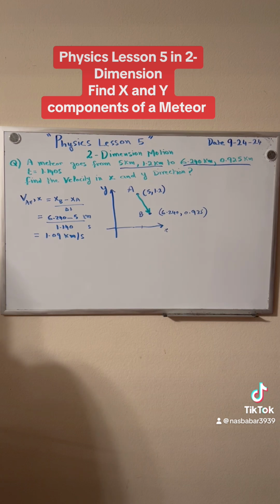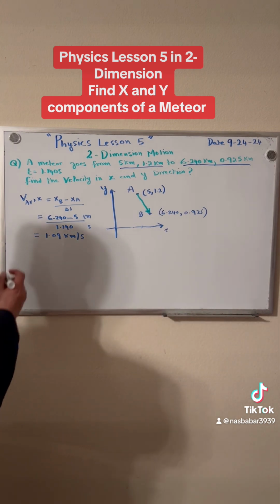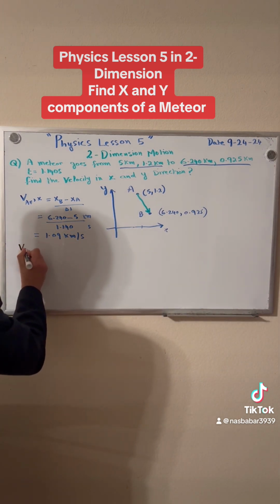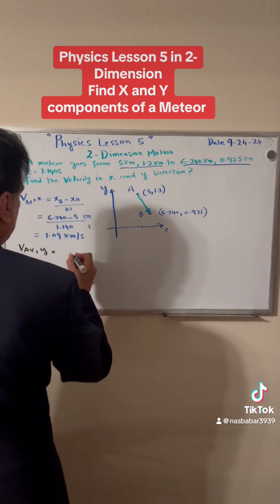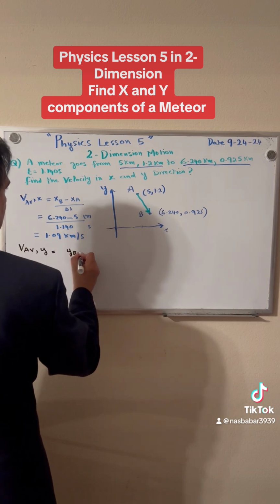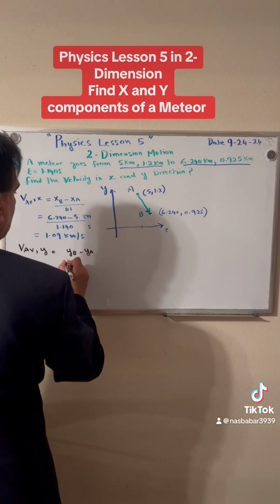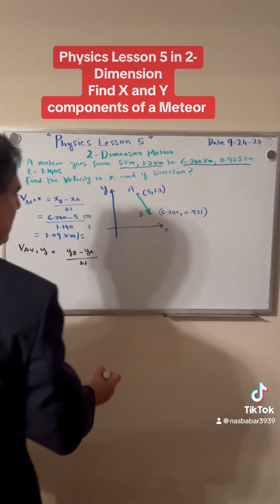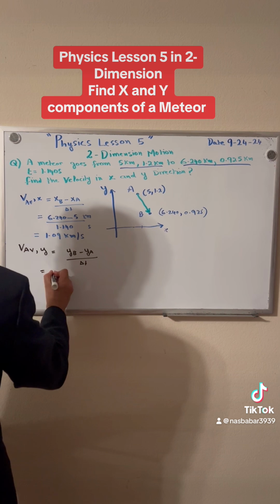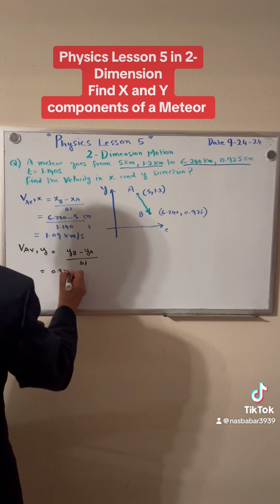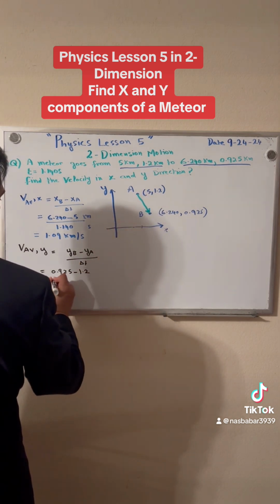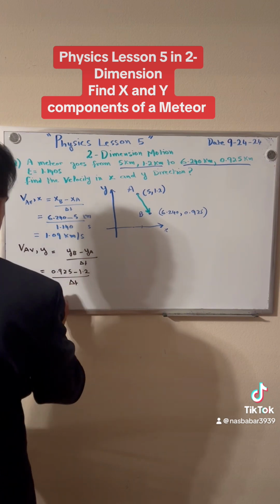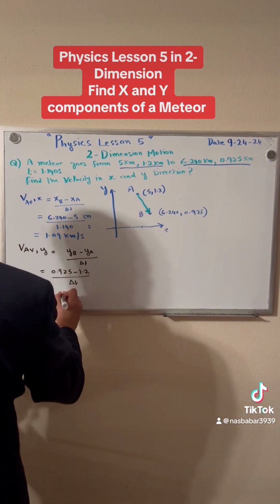Okay. Let's go ahead and see if we can find the velocity in y direction. So find v average with respect to y. Any ideas? Well, basically it's going to be yb minus ya over delta t. What is yb? Yb is 0.925 minus 1.2, divided by delta t. And my friends, the answer is negative.